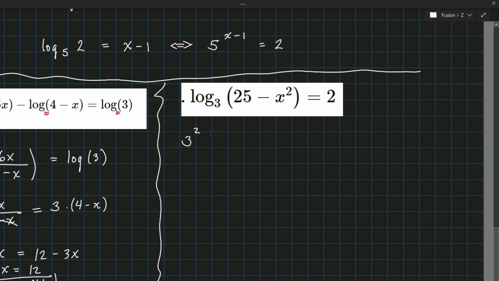Good, start with 3 to the 2, that equals 25 minus x squared. Exactly, it's whatever's on the inside, it's all equal to that. So 3 to the 2 is just 9, equal to 25 minus x squared. So what do we do next? We subtract.